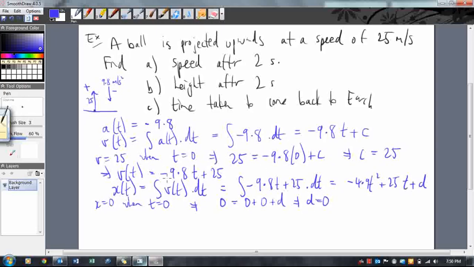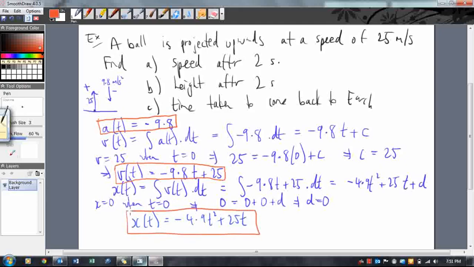Fantastic. Now we've done a bunch of work, we haven't answered any questions yet, but we've got some important stuff. We've got our acceleration function there, negative 9.8. The velocity function is here. And lastly, let's write down the position function: x of t is equal to negative 4.9t squared plus 25t plus 0. Great. So we'll use those three to answer some questions.